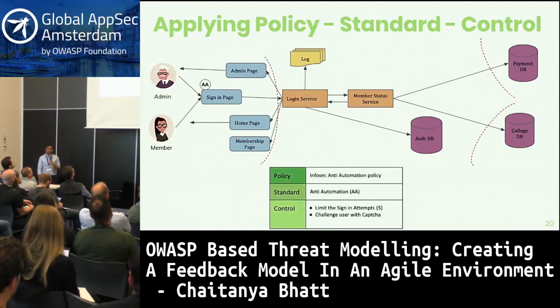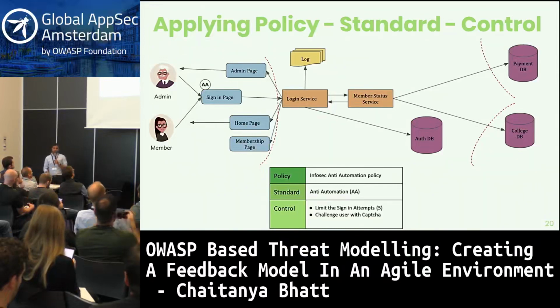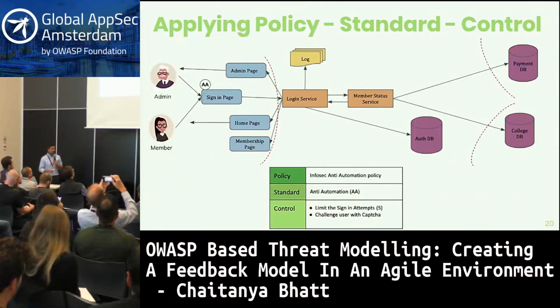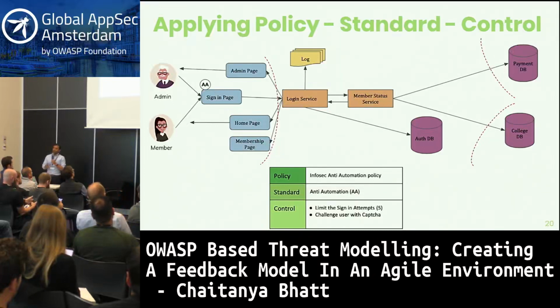I'll start with the sign-in page. Anti-automation is the first thing that I would like to recommend. My InfoSec policy is for anti-automation. The standard that I applied was AA, that is anti-automation. And the controls that I want to put on this one are limit sign-in attempts and challenge users with CAPTCHA. If you remember, I talked about some recent threats such as bot attacks. This one will help you protect against bots trying to do credential stuffing on your page. You want to make sure these attacks don't happen on your page. So anti-automation is one such control that is going to prevent that.